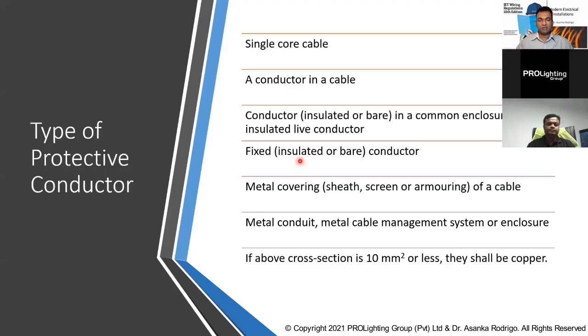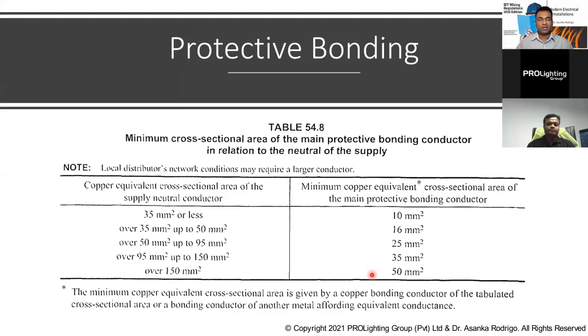Likewise, there are many options available, but you can see that there is another requirement: if the protective conductor cross section is less than 10 millimeters squared, if you are using any of these things, then it should be copper. Otherwise, if it is more than that, you can go for any other material. But if the conductor cross section is less than 10 millimeters squared, then it should be a copper conductor, copper material. So that is the protective conductor.